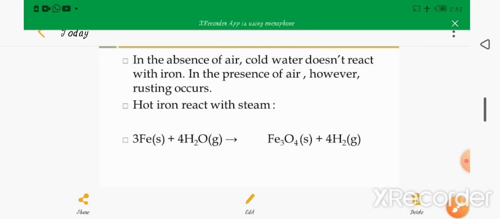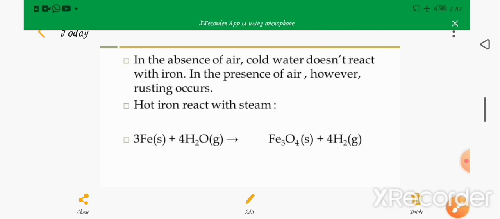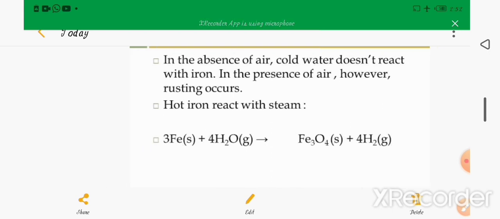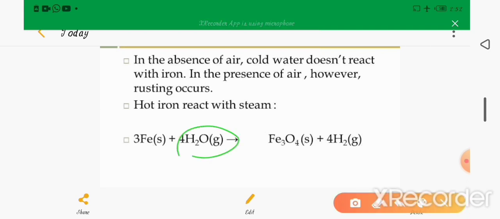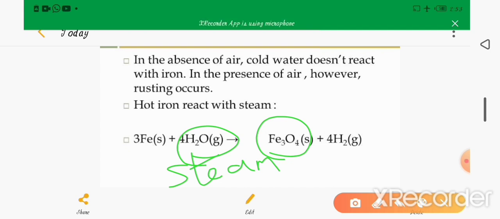Hot iron reacts with steam, that is, it reacts with water molecules. This is the steam particle, that is H2O. Iron reacts with steam to form the same magnetic oxide. What is the color of magnetic oxide here? It is black in color. In red hot condition, iron reacts with steam to form a magnetic oxide.